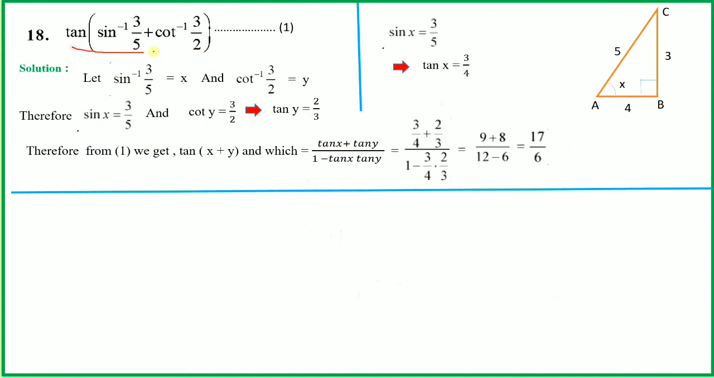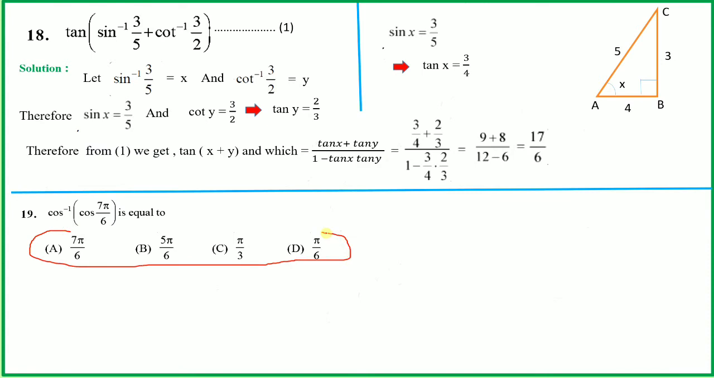The value of tan of sine inverse 3 by 5 plus cot inverse 3 by 2 is equal to 17 by 6. Next question, number 19: cos inverse cos 7 pi by 6 is equal to. Now you need to be again very careful about these. All options are given. It is actually MCQ type, but you concentrate here.